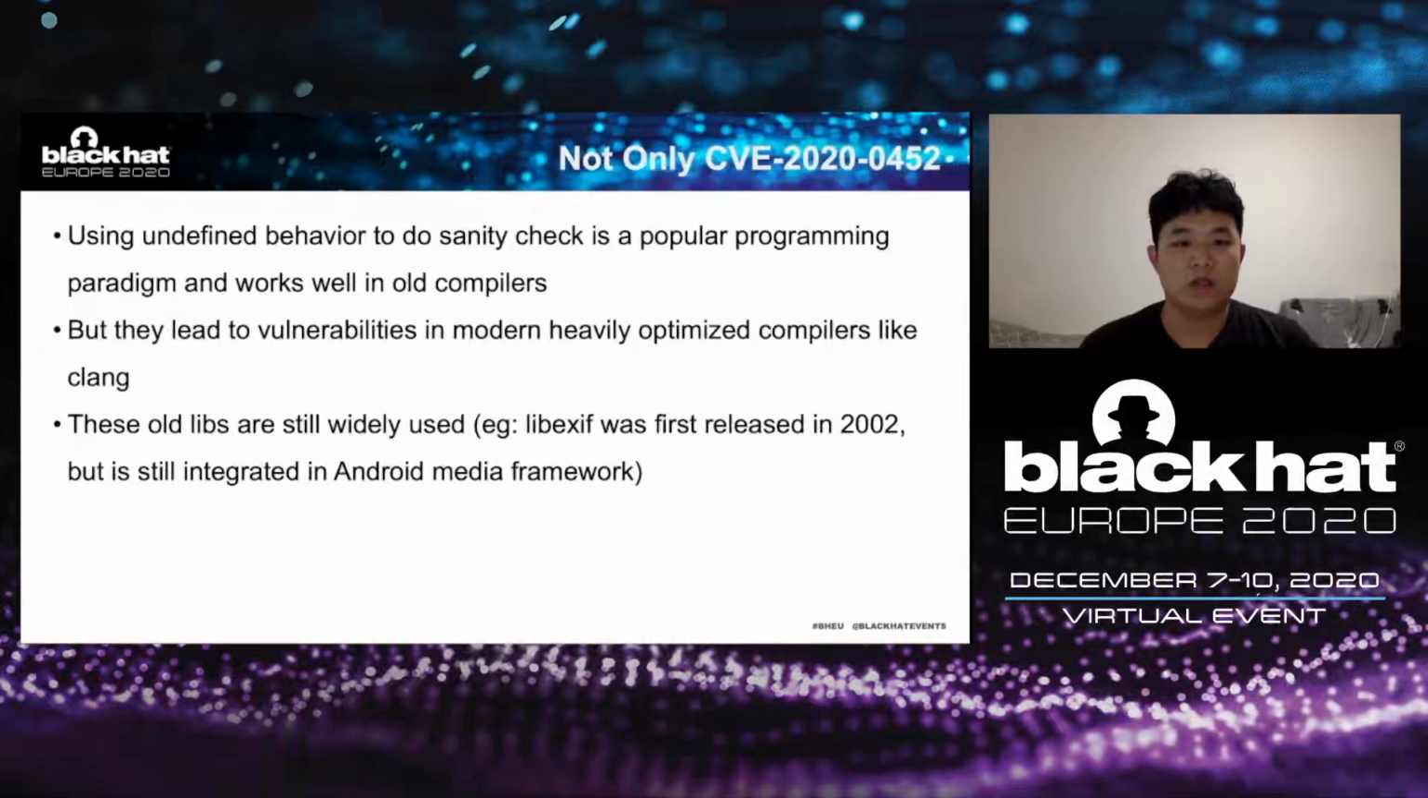What a shock. Using undefined behavior to do sanity checks seems to be a popular programming paradigm and works well in GCC compilers. But they lead to vulnerabilities in modern heavily optimized compilers like LLVM. More importantly, these old libraries are still widely used. For instance, libexif was first released in 2002, but is still integrated in the Android Media Framework now.